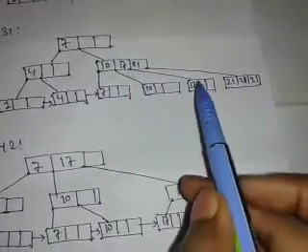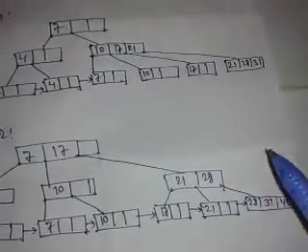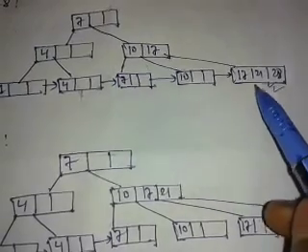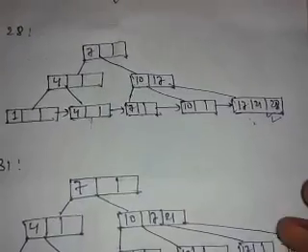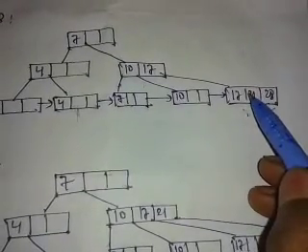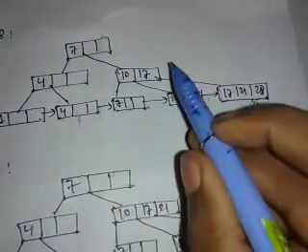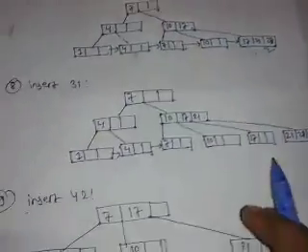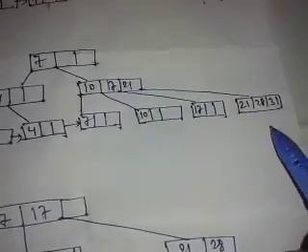Now 21 is the middle element of this. We are inserting 31, and here if we insert 31, 21 is the middle, so we just put 21 upward. And as I have said already, this node contains only 2 elements, so one element can also be there in this node. So 21 can be easily shifted here. So in this way we have inserted the 31 here.